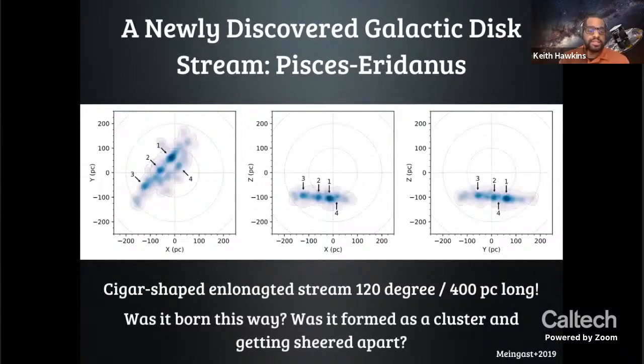And what was really cool about it was that it was a 200 parsec long stream. It had these clumps inside of it, and it was 400 parsecs. And in addition to that, if they do isochrone fitting, they find that the stream is something like about a gigayear or so old. And so we were really interested: was this thing born as a long 400 parsec stream? Was it sheared apart? Is it a cluster shearing apart? And what does the homogeneity of that thing look like?